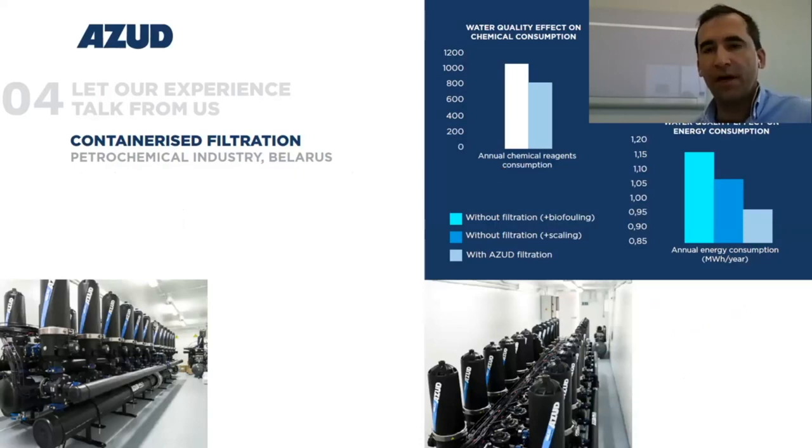The benefit of the application was that we also decreased the chemical consumption. As you can see in the first table, these are liters per year of chemical usage. With the disc filter, we reduced from 1,000 liters per year to 800. And also the energy consumption was improved with the filtration system. On the table on the right, you can see that without the filtration and with the presence of biofouling, the energy consumption was very high, and this was solved only with a side stream filtration.